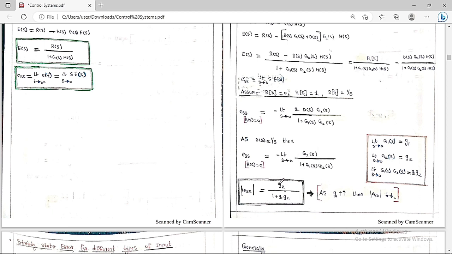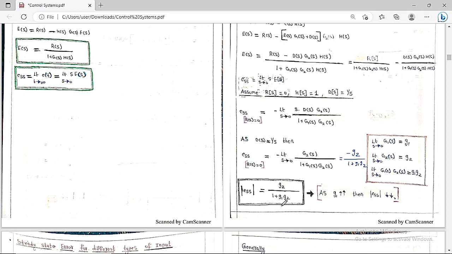Actually there should be a minus here, but we are taking the magnitude part, so we are going to get only the positive value, which is G2 by 1 plus G1, G2. Actually you would get minus G2 by 1 plus G1, G2, but I am going to take the magnitude only. If I take the magnitude, this minus part goes out, and I get only the positive value, G2 by 1 plus G1, G2.